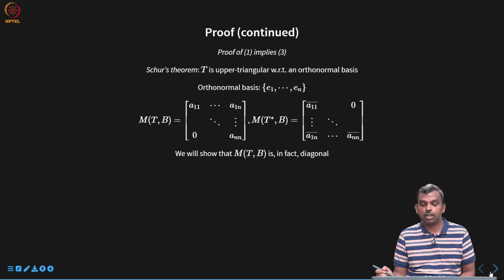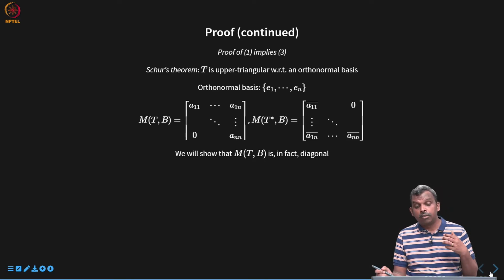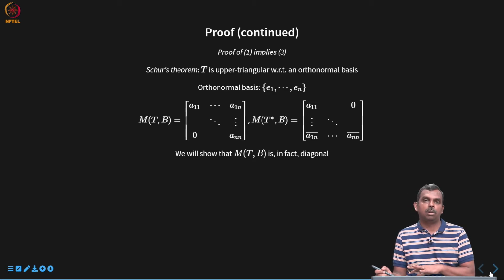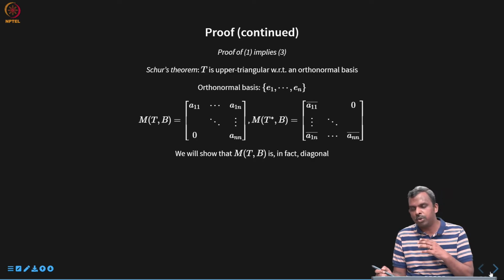What does Schur's theorem tell you? For 1 implies 3, T is already normal. I have to show that T is diagonal with respect to an orthonormal basis. We already know T is upper triangular with respect to an orthonormal basis. This is true for any operator, leave alone a normal operator. So without even using normality, we know T is upper triangular with respect to an orthonormal basis.